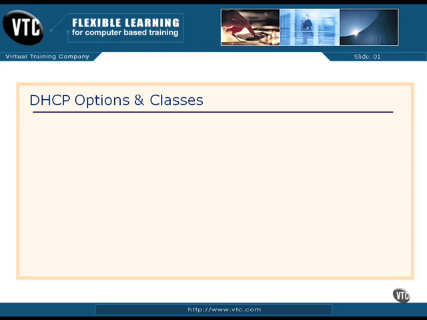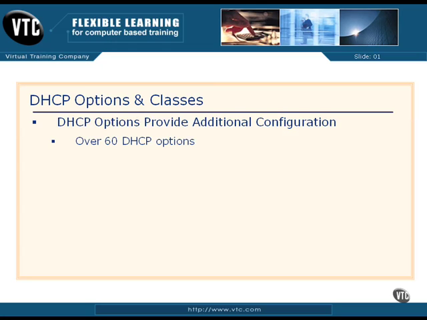Now let's dig a little deeper into these options and classes, because you will most likely see some sort of question that relates to these on the exam. We've already actually talked about these in a different video. Options allow us to provide additional configuration information to the client machine from our DHCP server. Now there's actually over 60 DHCP options, but there's something you need to know here. Make sure you catch this.